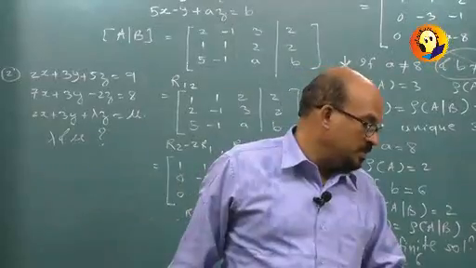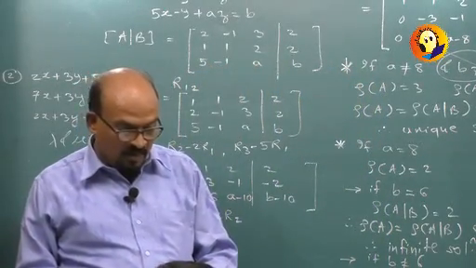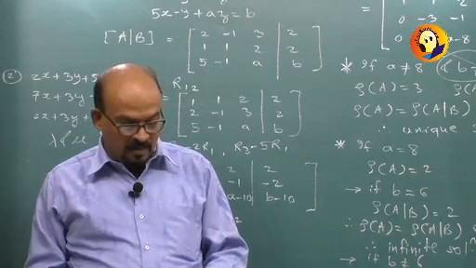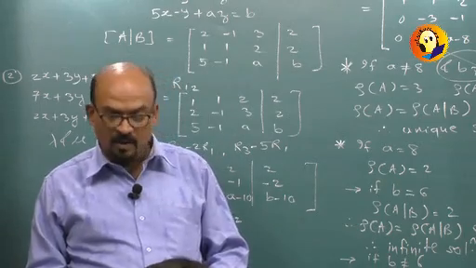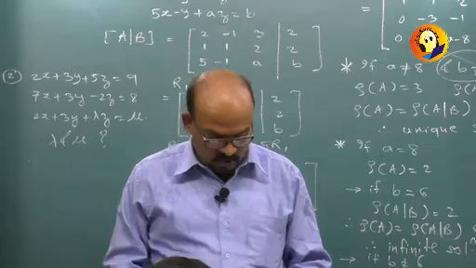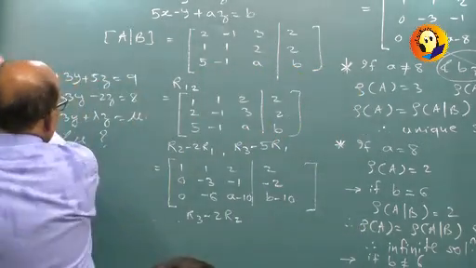But what happens? Lambda is not equal to 5, so unique solution. And lambda is equal to 5, mu is equal to 9: infinite solutions. And if lambda is not equal to 5 and mu is not equal to 9: no solution. Right.